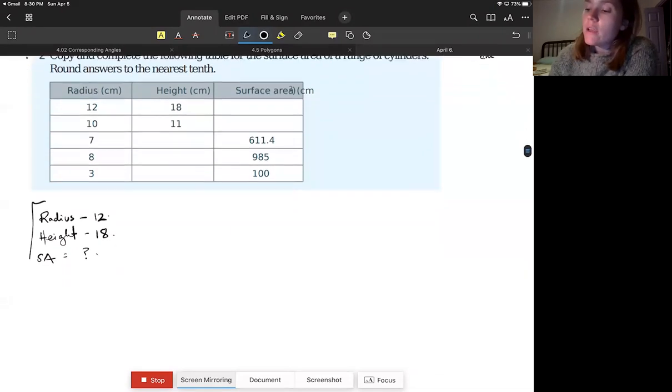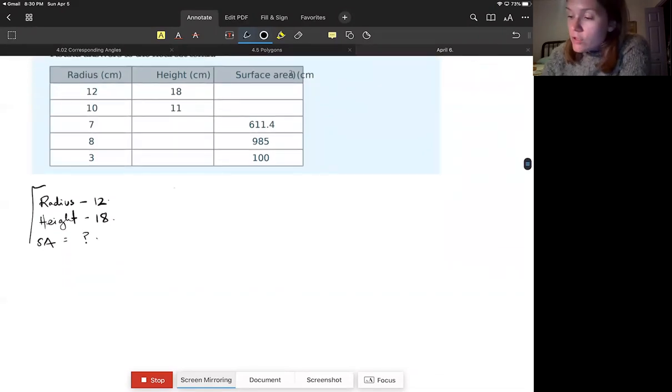So now, that equation from last time, the surface area of a cylinder, stop for a second, see if you can look back through your notes and find the answer. What is the equation for finding the surface area of a cylinder?